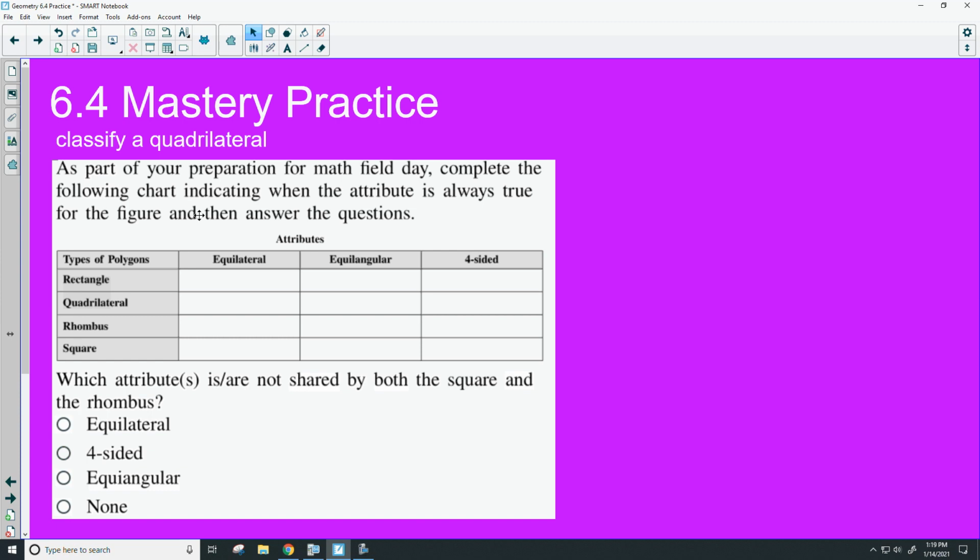All right, question number 3, this one looks a little different. It says, as part of your preparation for math field day, complete the following chart indicating where the attribute is always true for the figure. And then answer the questions. So which attribute is or are not shared by both the square and the rhombus?